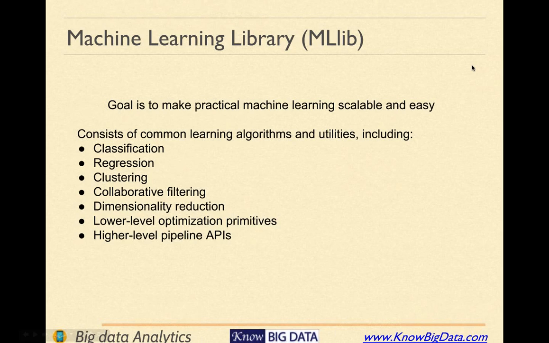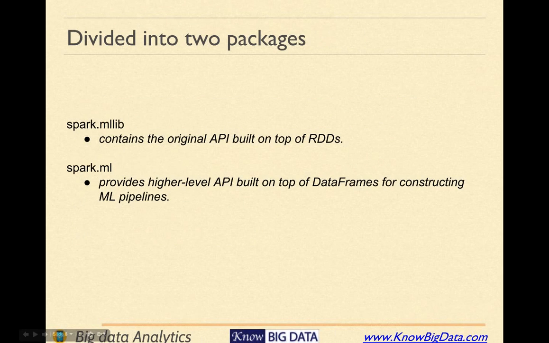Then linear regression, then clustering, then collaborative filtering, and dimensionality reduction, as in figuring out which variable is independent and which does not have any impact on other variables. So that is dimensionality reduction. MLlib also provides various kinds of optimization primitives and also something called high level pipeline APIs.